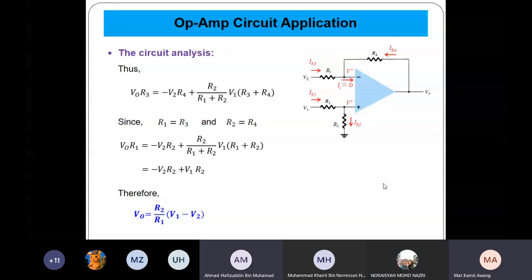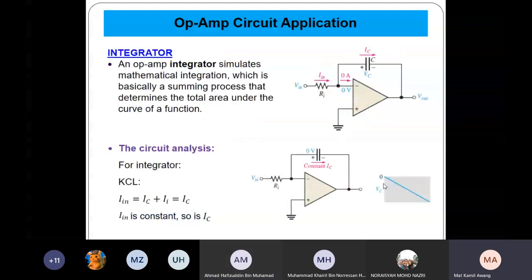The next one we'll go to integrator. So basically we're almost done actually. Integrator and differentiator after this. Okay, integrator.